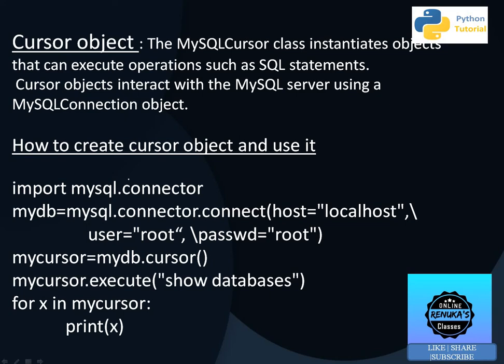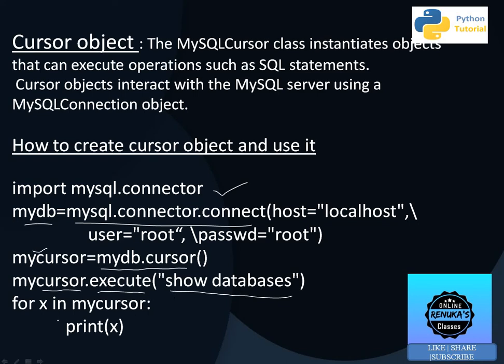So the first step is import MySQL connector, then maintain a connection with this statement, then generate a cursor object. With this object, mysql.cursor, the cursor object will be generated and given the name myCursor. With the help of myCursor, use the execute function with the SQL query, whatever query we want to execute, like show databases. When this query is executed, it will contain the names of 4, 5, 10, as many databases as there are in your system.